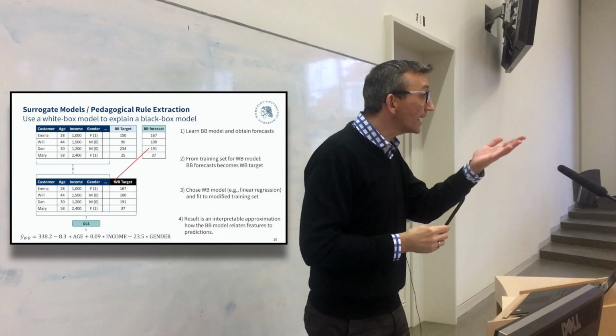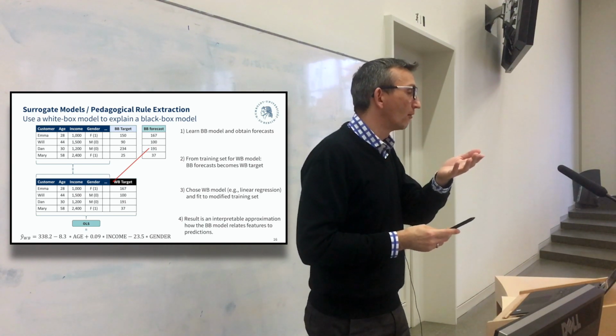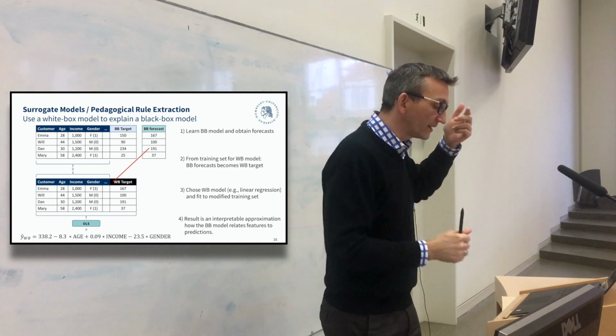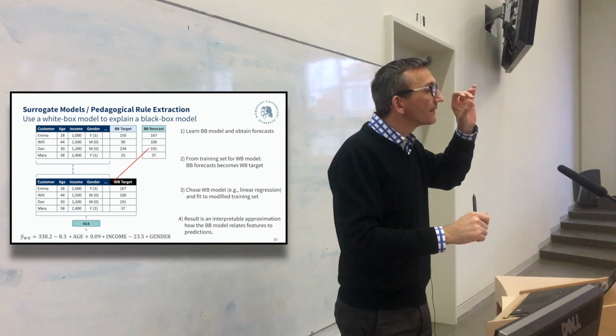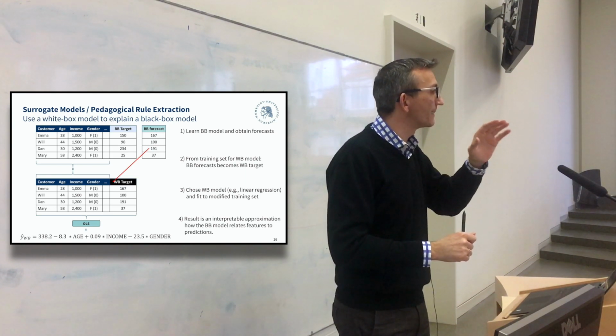Well, there is a trade-off, and that's the cost or the downside of this approach. There definitely is a trade-off. And this trade-off is that the white box model that you use can only approximate the black box.